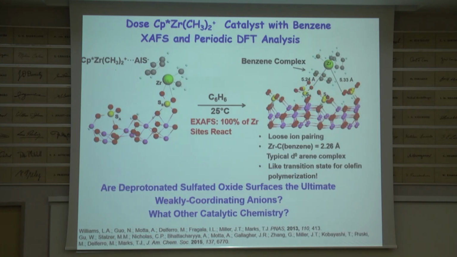Let's come back to our zirconium compound, which we talked about, and we're going to hit it with benzene. Jeff Miller emails me: there seem to be 6 carbons now, an additional 6 carbons sitting next to the zirconium. And 100% of the zirconium sites reacted. And so this is the picture then of the, if you like, the resting state of the complex.